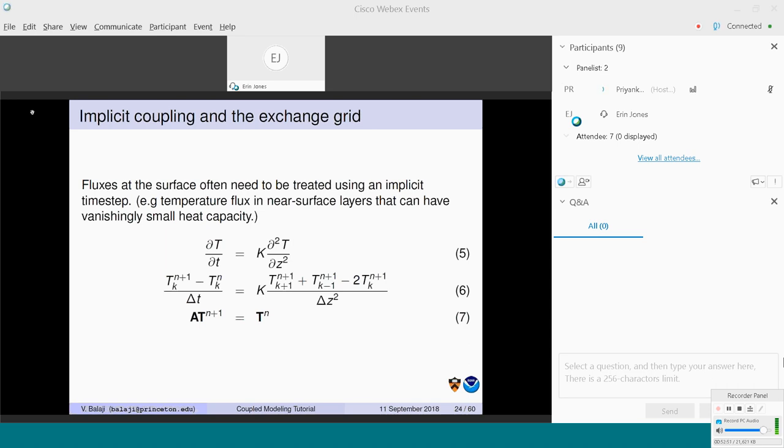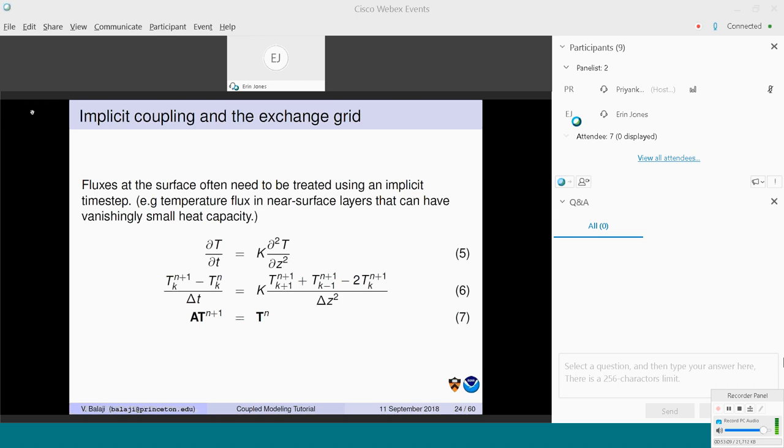So if the weather is changing, if there is a sudden change in temperature because a front went through, the ground will try to react to it quite instantaneously. Try to react to it very quickly because its heat capacity is very small.